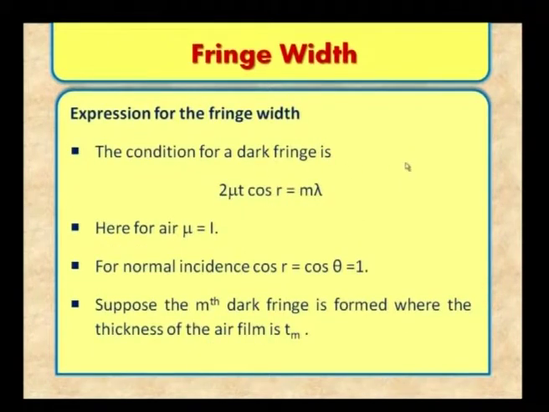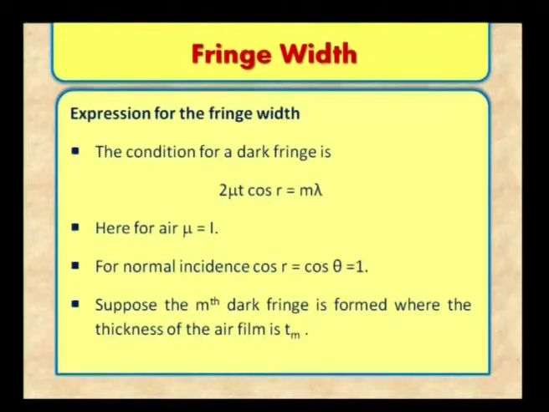So the expression for the fringe width or the bandwidth: the condition for a dark fringe is 2 mu t cos r equal to m lambda. That is what we have seen in the last lecture. The condition for a bright fringe will be 2 mu t cos r equal to (m plus 1) into lambda by 2. On the other hand, the condition for a dark fringe is 2 mu t cos r equal to m lambda. And here for air, mu is equal to 1, and for normal incidence, cos r will be equal to cos theta, theta will be equal to 0, so cos 0 is 1.